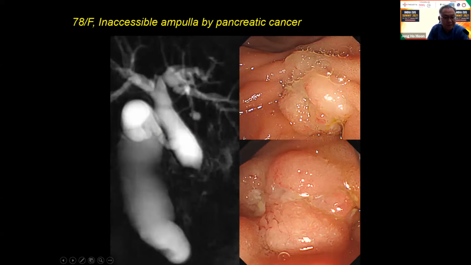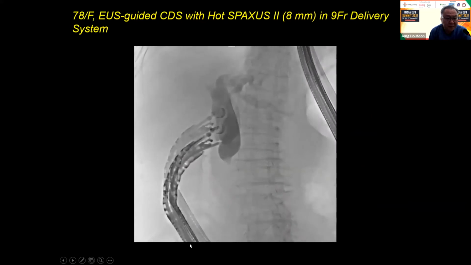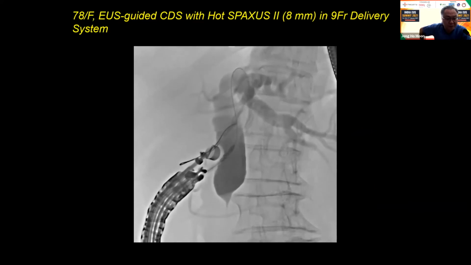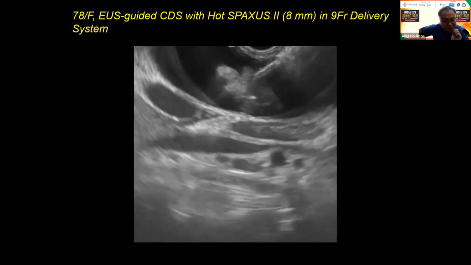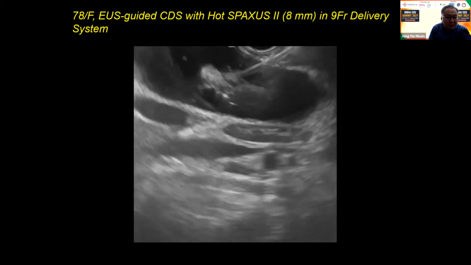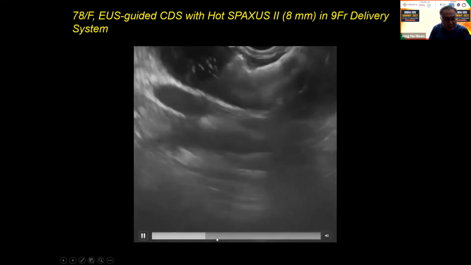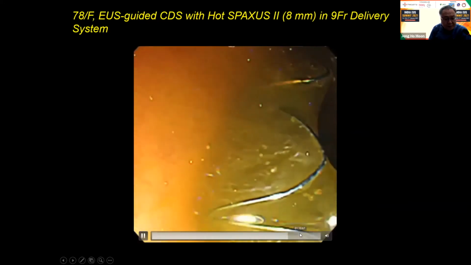The same, heavy infiltration of pancreatic cancer, so we couldn't make an ERCP-guided biliary drainage. So after changing, puncturing and guide wire inserting, now an 8 millimeter hot Spaxus version 2 is on a 9 French delivery system. It means easier puncturing using a thin delivery system. And now the distal flange is deploying on EUS. And after intrachannel deployment, stenting was done nicely.